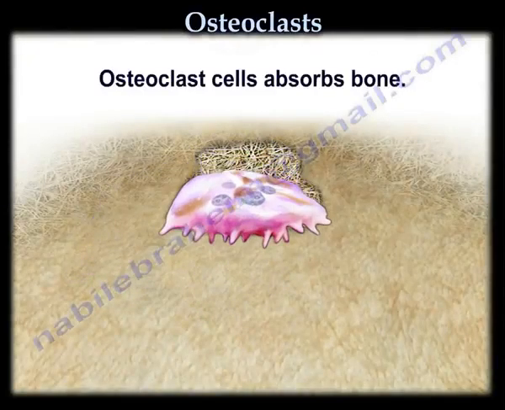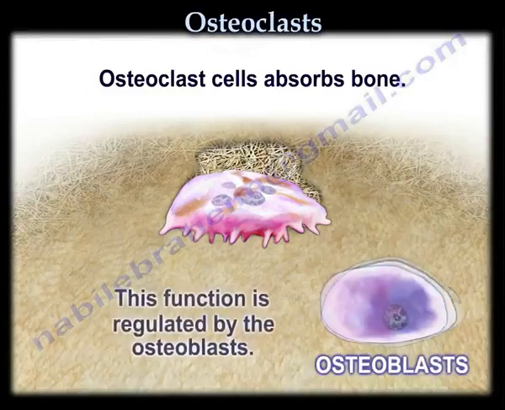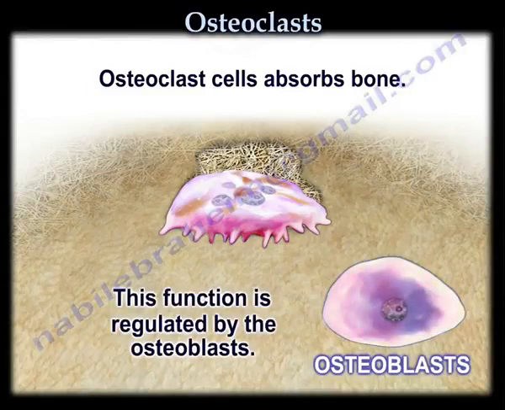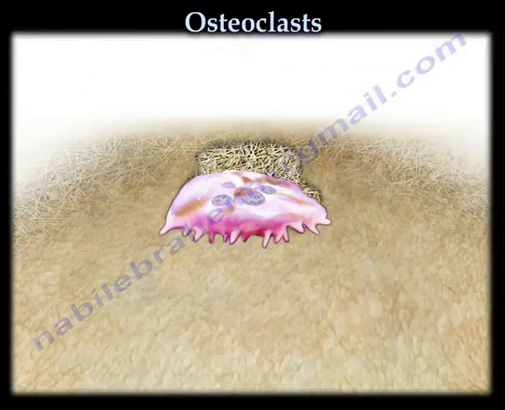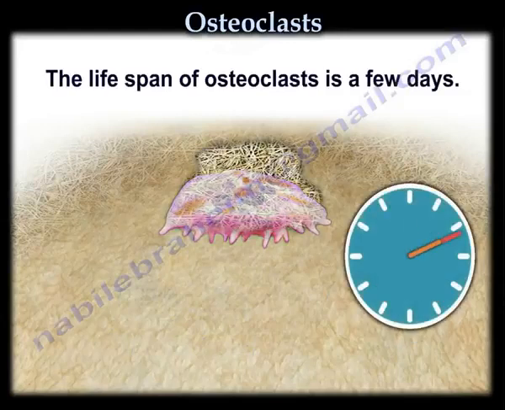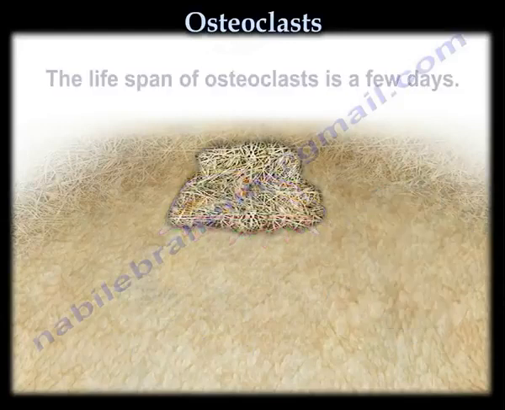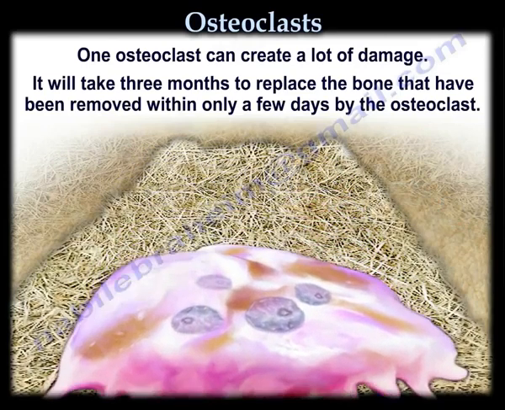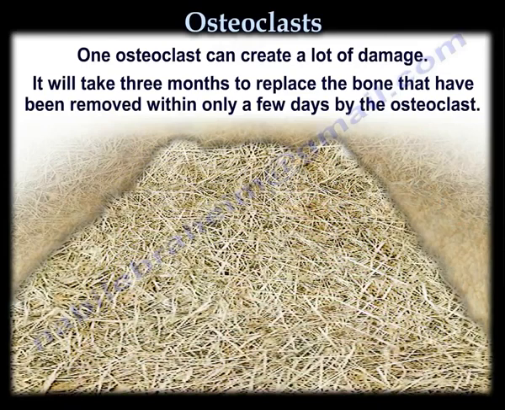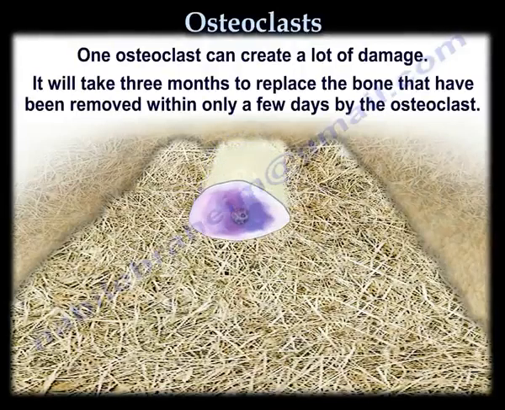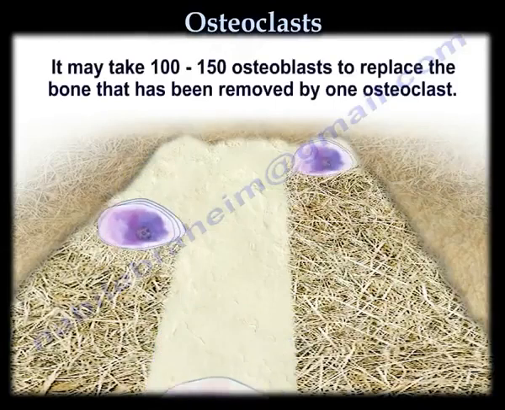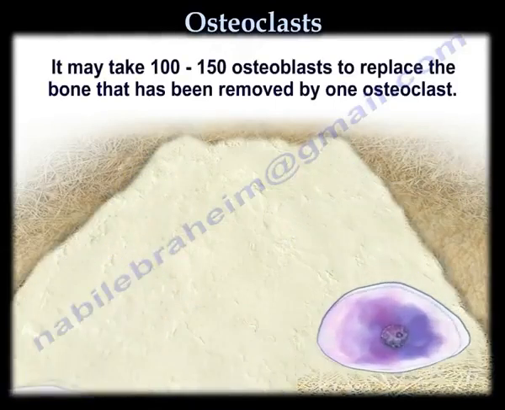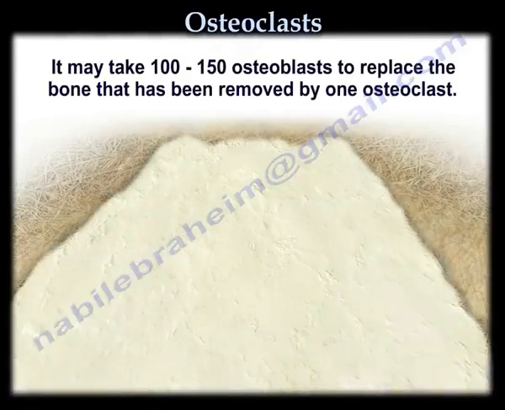Osteoclast absorbs the bone. This function is regulated by the osteoblast. Osteoclast lifespan is a few days. One osteoclast can create a lot of damage. It will take 3 months to replace the bone removed in a few days by the osteoclast. It may take 100 to 150 osteoblasts to replace the bone removed by one osteoclast.